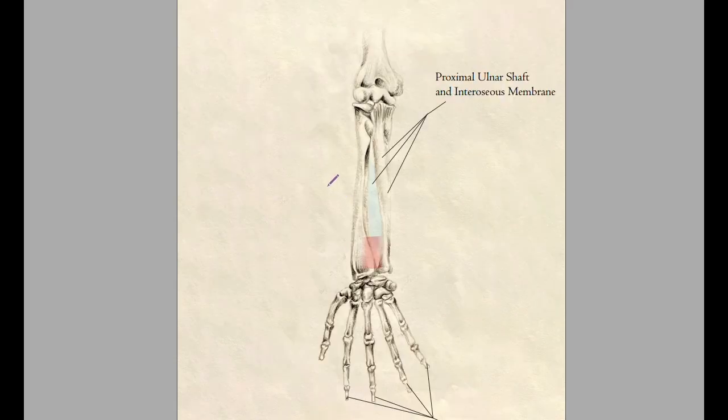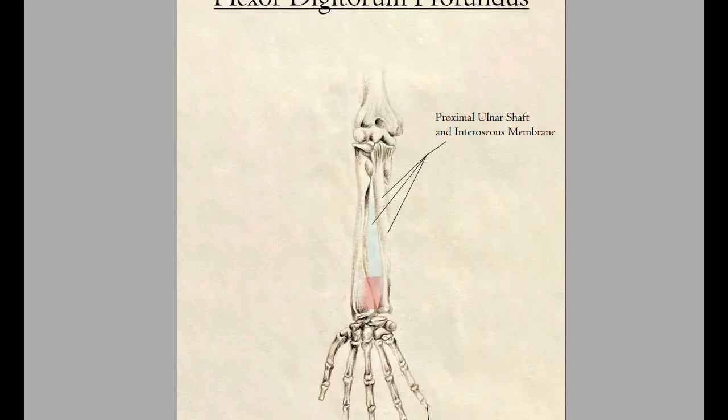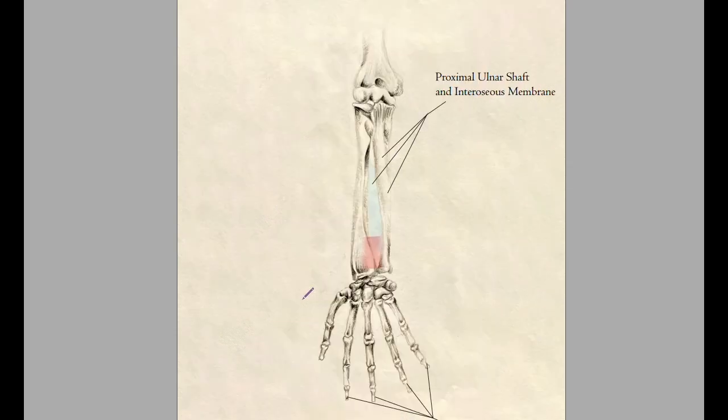The next one we have is going to be our Flexor Digitorum Profundus. I stress these names because the names are telling you exactly what the muscle does and exactly where it attaches. So Flexor Digitorum Profundus is going to be a flexor of the digits. So where is it going to attach? It's going to attach all the way out here to the distal phalanges of 2 through 5.